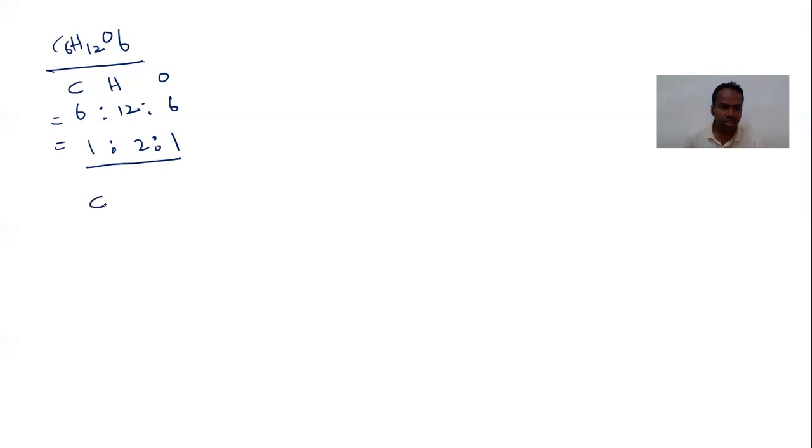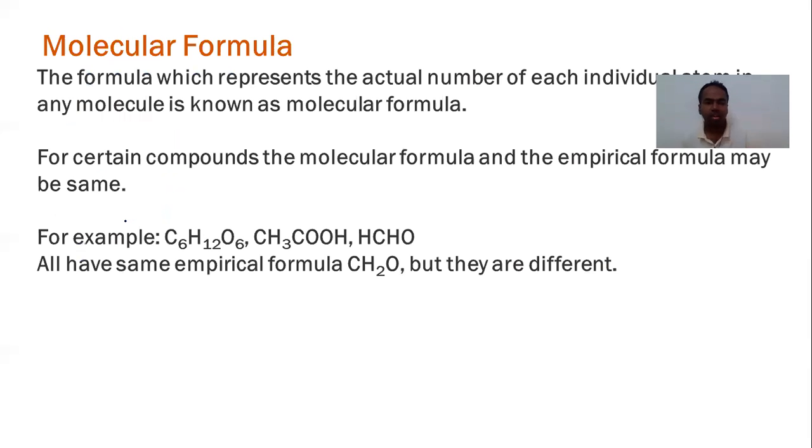Then here, how many carbons are there? 1, and hydrogens are 2, and oxygens are 1. So this is the empirical formula of glucose. This is glucose, and this is the empirical formula of glucose. So what is the empirical formula? The formula that denotes the simplest whole number ratio of the different atoms present in a molecule is called the empirical formula. Then see the molecular formula.